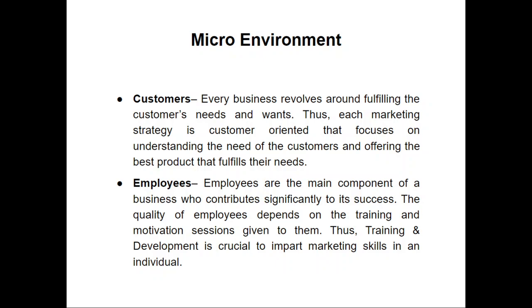As we all know, marketing is based on customers. All the marketing functions are oriented towards customers. Hence, that becomes the first element of microenvironment, that is customers. Every business revolves around fulfilling the customer's needs and wants. Thus, each marketing strategy is customer oriented, focusing on understanding the needs of customers and offering the best product that fulfills their needs.